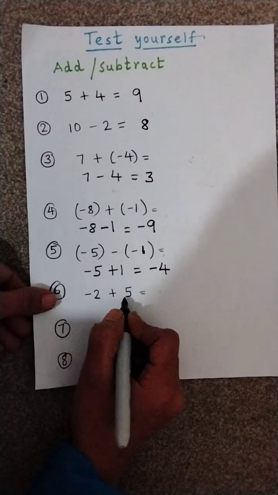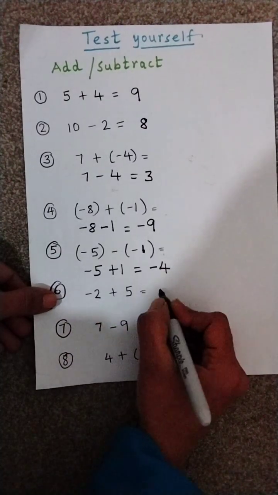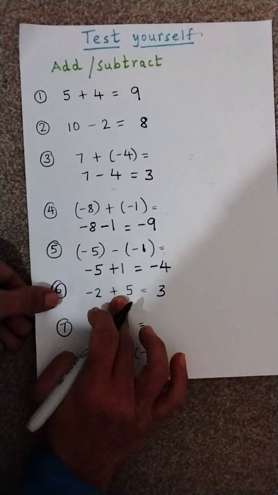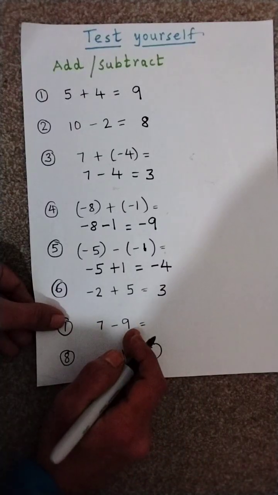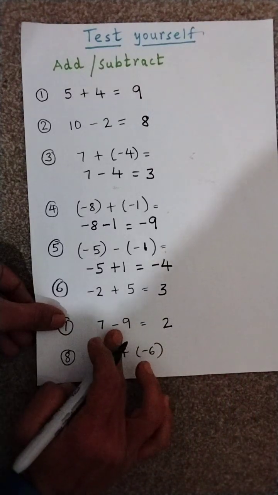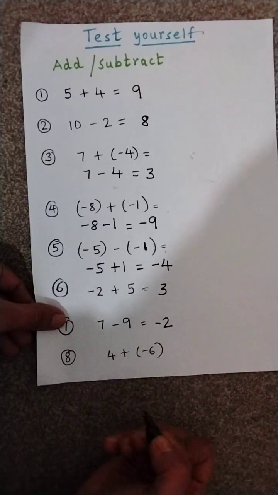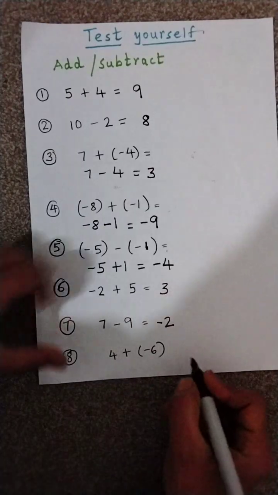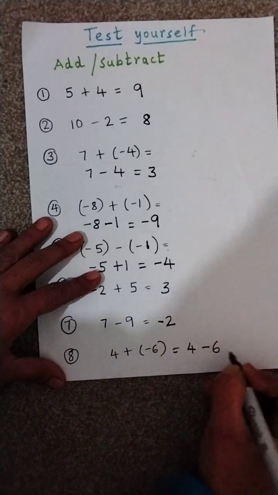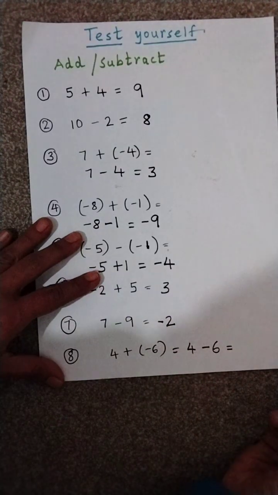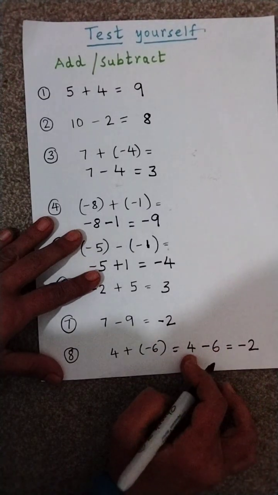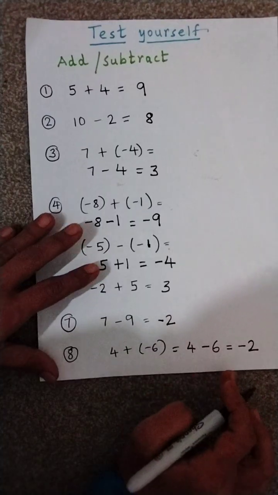Here minus 2 plus 5. We subtract and put the sign of the bigger number, which is 3. 5 minus 2, and we put the bigger number sign. Okay, 7 minus 9. 9 minus 7 is 2 and we put the bigger number sign. Okay, minus. 4 plus minus 6. We open the bracket. 4 minus 6. We subtract and we write minus 2. 6 minus 4 we do and put the minus sign, the bigger number sign.